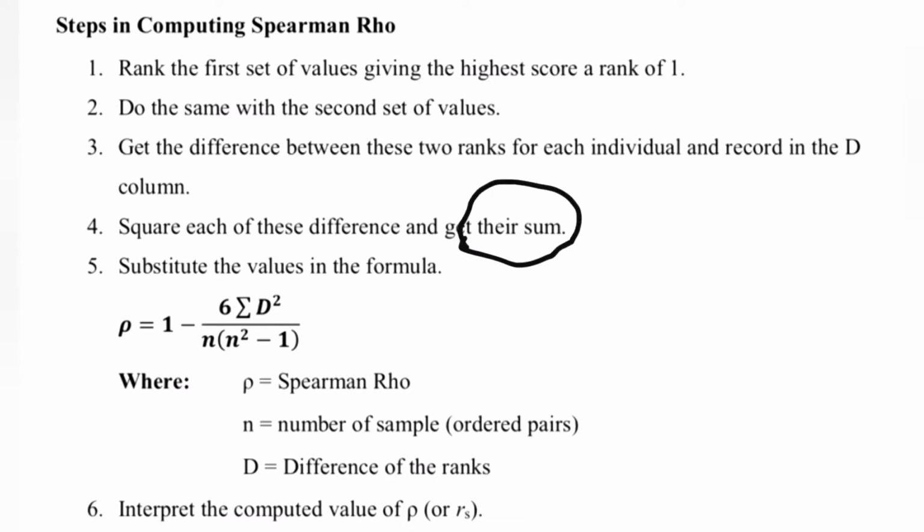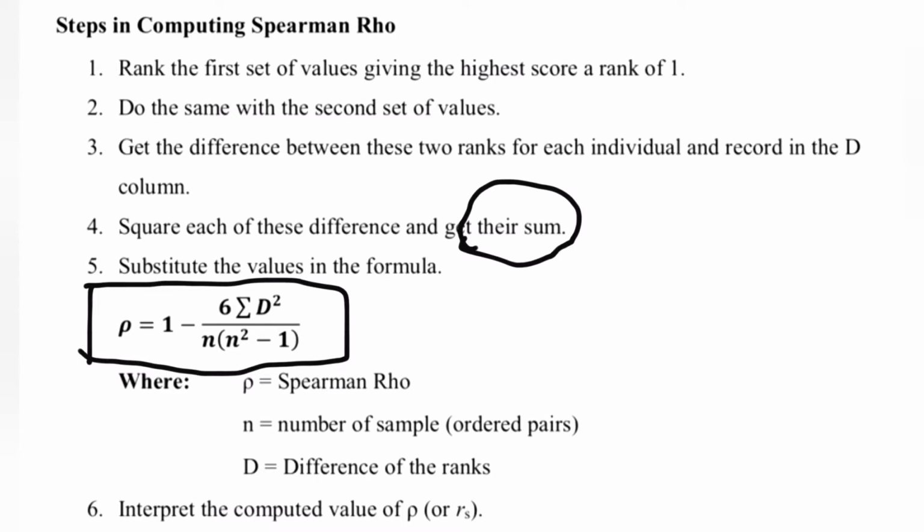And number 5, substitute the values in the formula. We have this formula of rho is equals to 1 minus 6 times summation of d squared all over n times n squared minus 1. So, ito yung pinaka-formula natin sa pag-compute ng ating Spearman Rho. So, where Rho is equals to Spearman Rho or the Spearman rank correlation coefficient, okay? And then, n is the number of sample, which is ordered first, and d is the difference of the ranks.